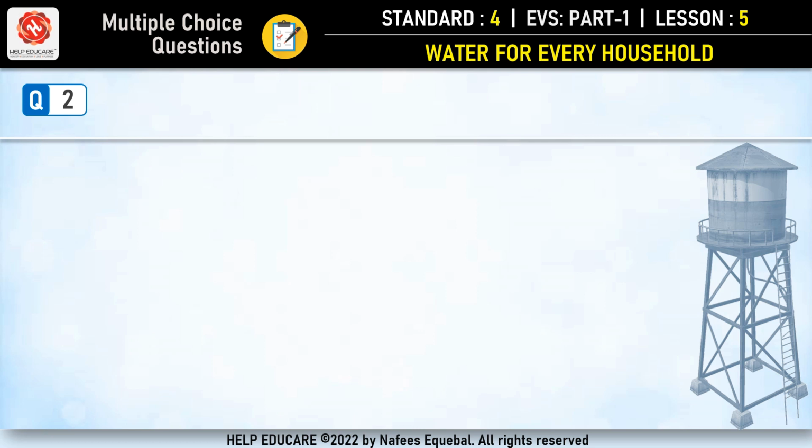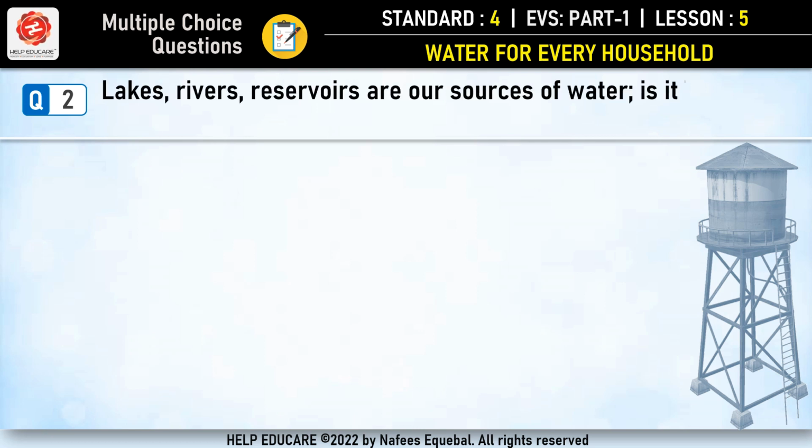Question number 2. Lakes, rivers, reservoirs are sources of water. Is it true or false? First option, true. Second option, false.